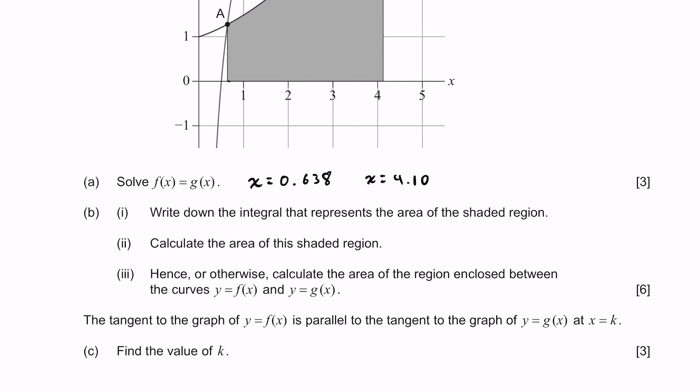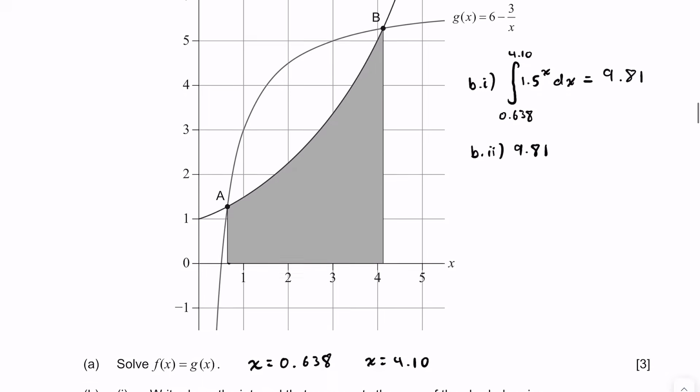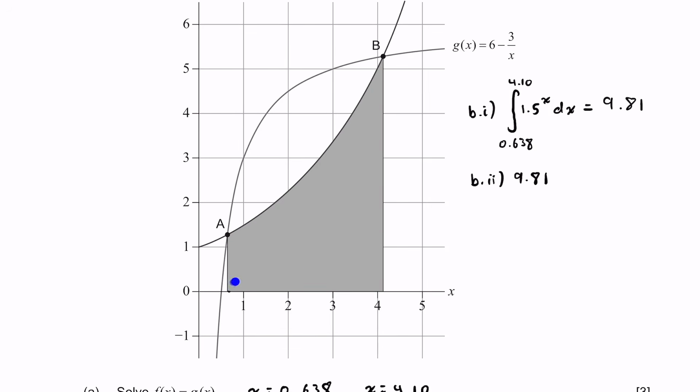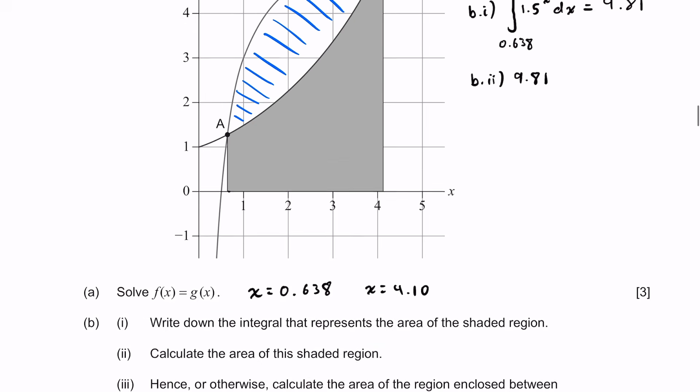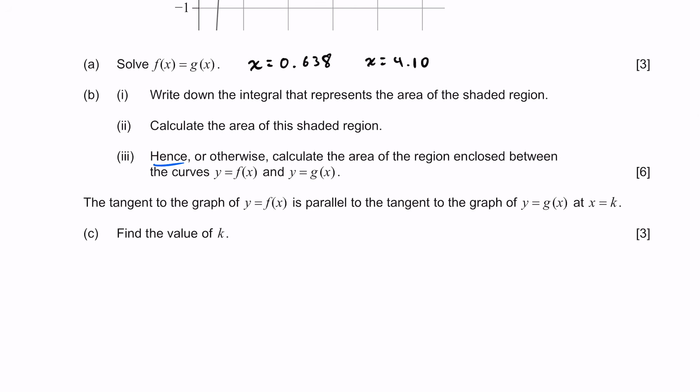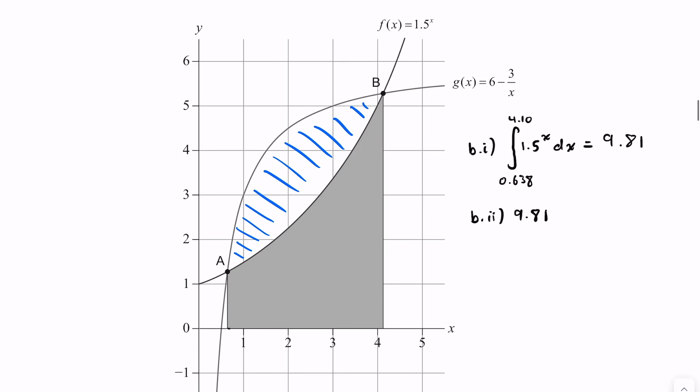Part 3. Hence or otherwise calculate the area of the region enclosed between curves y equals f of x and y equals g of x. Okay. So far what we found is this shaded area, but they're asking us to find the area enclosed between these two graphs. So essentially what they're asking us to find is this. All right, so how can we do that? We can actually find it directly, but I think in some ways that's going to be more challenging.